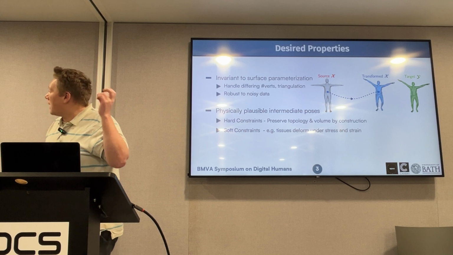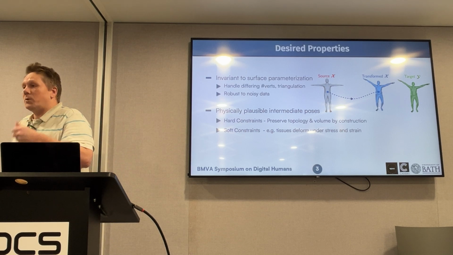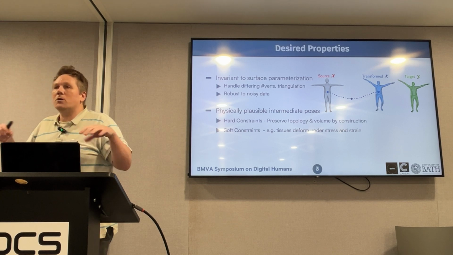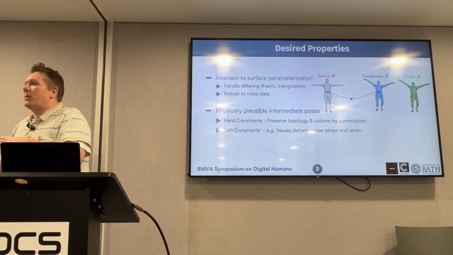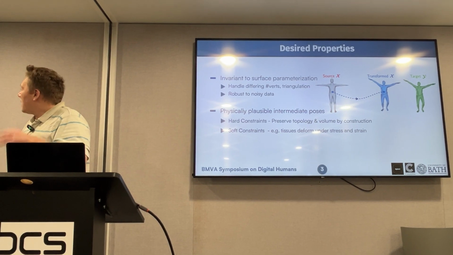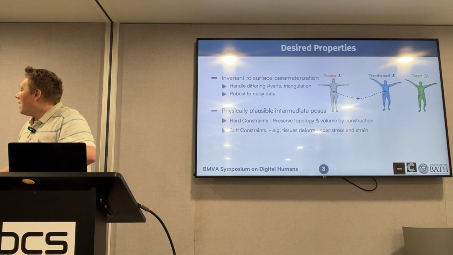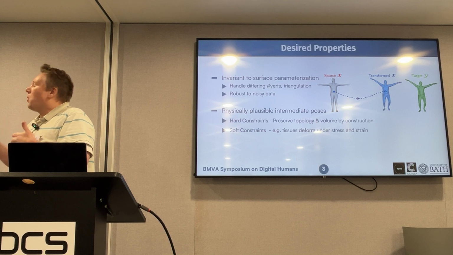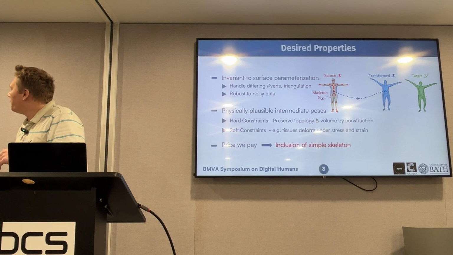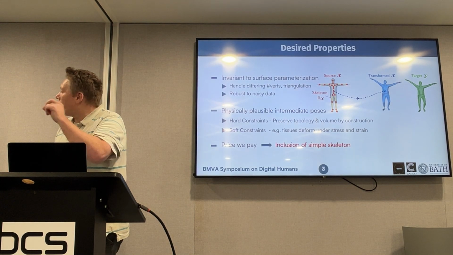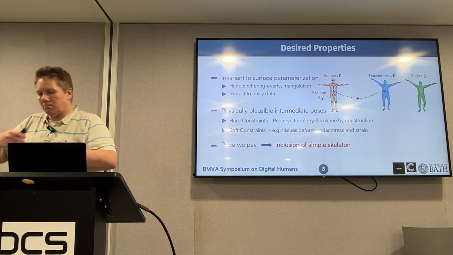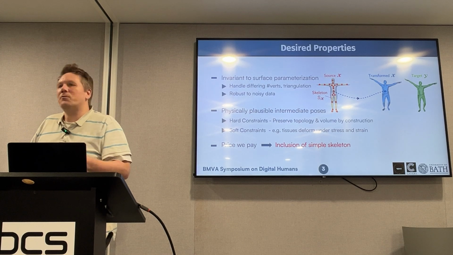So we'd like to have some hard constraints, which is to preserve the topology. We don't want holes opening up or the mesh self-intersecting. And if you're dealing with the same identity, volume has to be preserved. You can't add extra mass to me as I move around. So they're hard constraints. And we'd like some soft constraints, which try to model how tissue deforms, how our skin stretches, in a very hand-wavy kind of way. The price we're willing to pay for this is to include a simple skeleton. It's not rigged, it's just some joints and edges, a very simple graph.